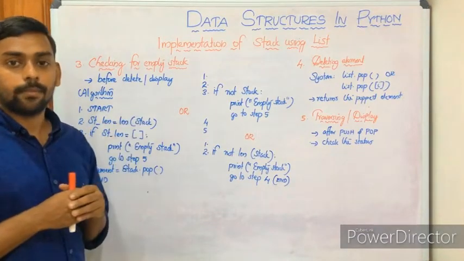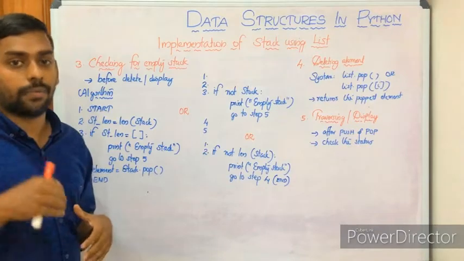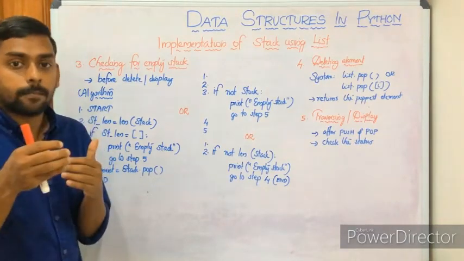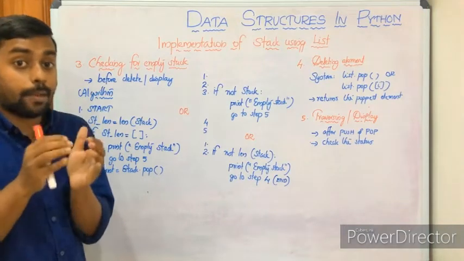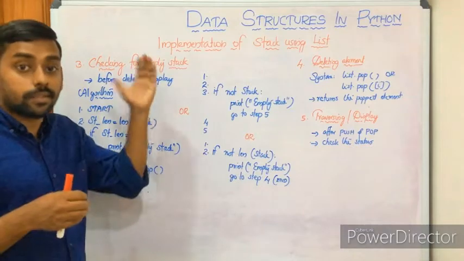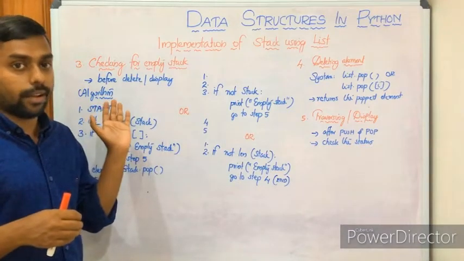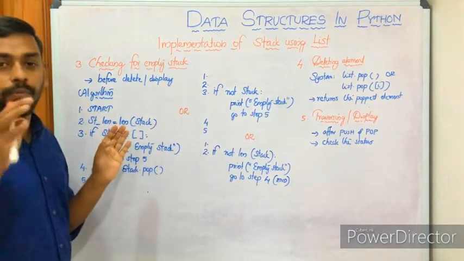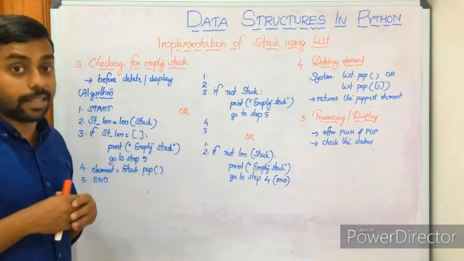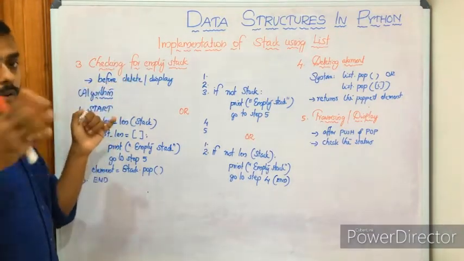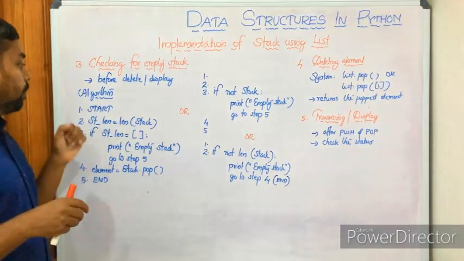This operation is needed mainly at the time of deletion of an element. Just before deleting an element, we have to check whether the elements are present or not, at least one element, and it's checked using a function. We have 3 different algorithms for checking for empty stack, before delete or display operation.